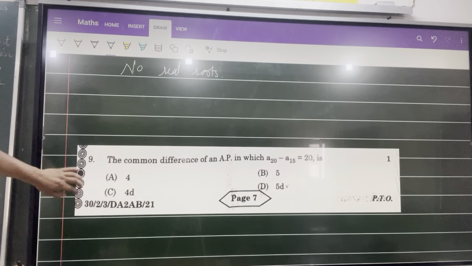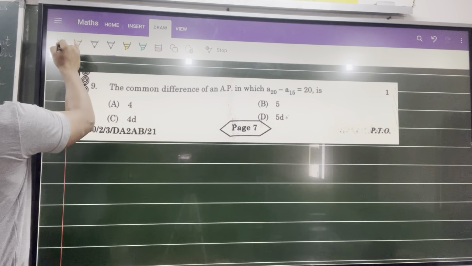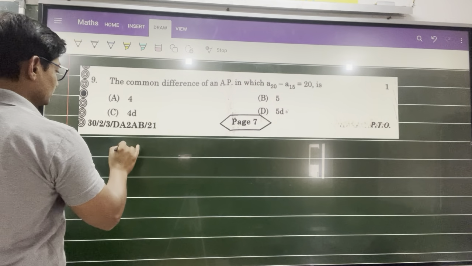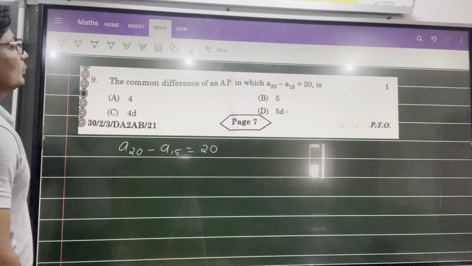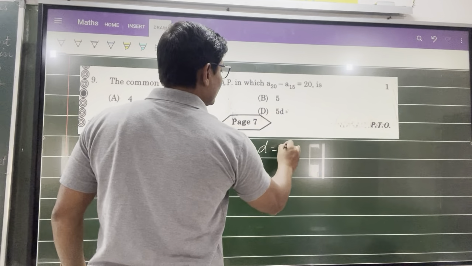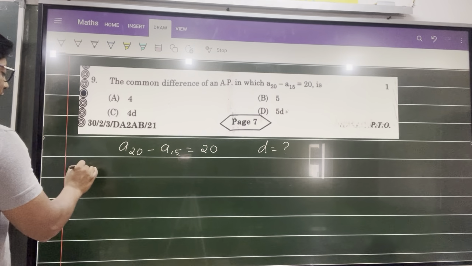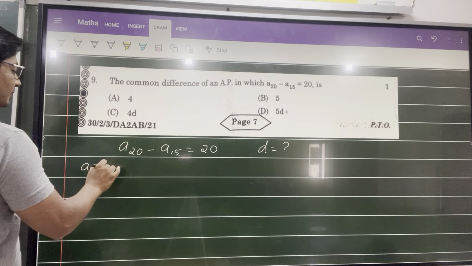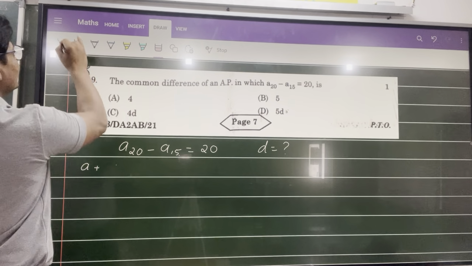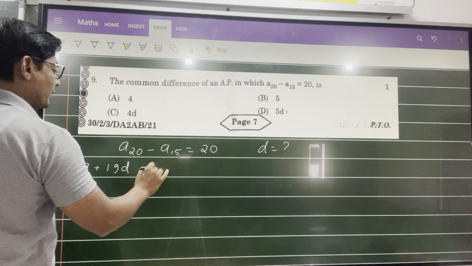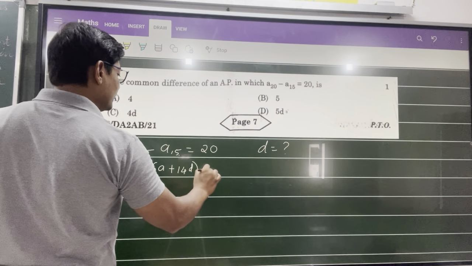Fine. Okay. So the common difference of an AP in which A20 minus A15 equal to 20 is very simple question again. So they have given A20 minus A15 equal to 20. So we have to find D. Okay, so we have to find here common difference means D here. So let us substitute these corresponding expressions of A20 and A15. So A20 is nothing but a plus, so here 20, so directly I will use that 19. 20 minus 1 is 19. So a plus 19d minus, so here a plus 14, 15 minus 1 is 14d equals to 20.